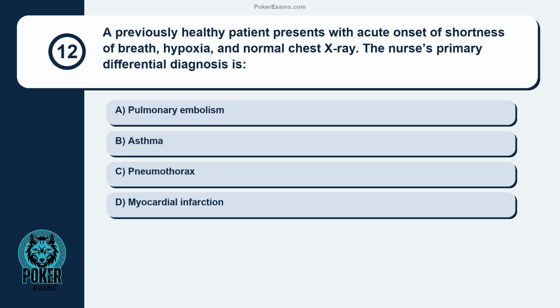Question 12. A previously healthy patient presents with acute onset of shortness of breath, hypoxia, and normal chest X-ray. The nurse's primary differential diagnosis is pulmonary embolism, asthma, pneumothorax, myocardial infarction.